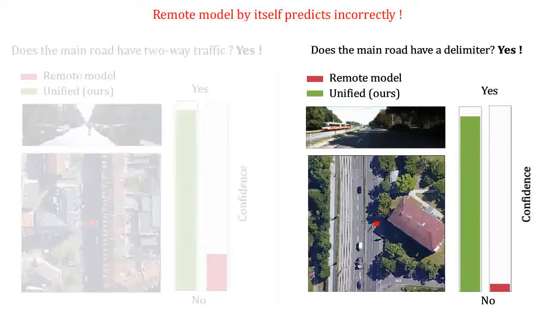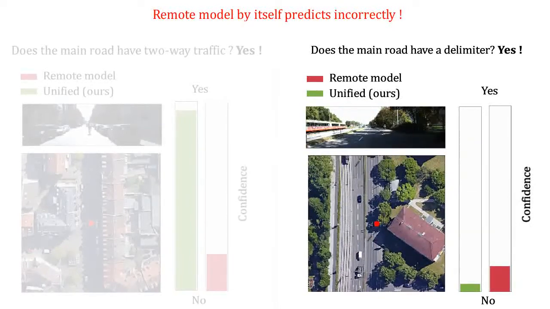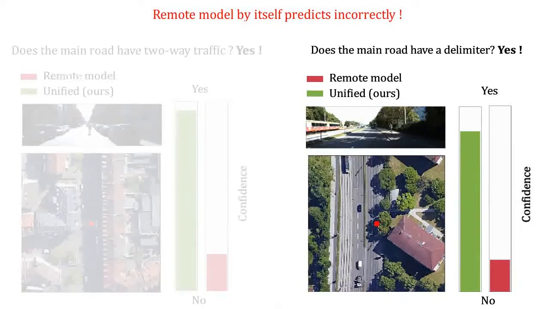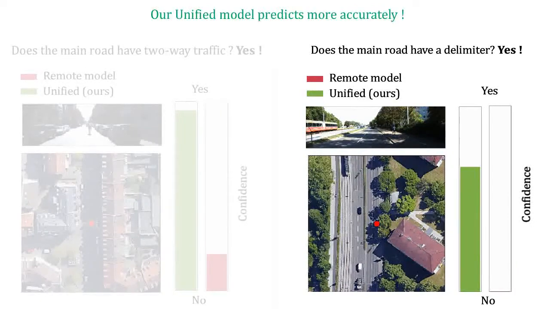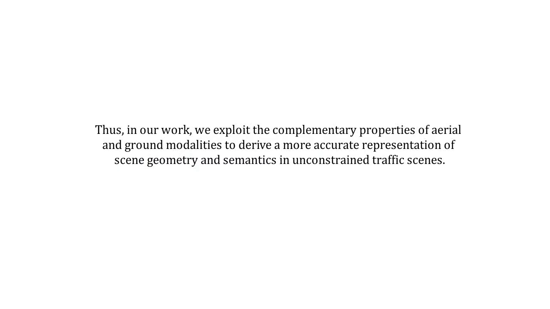Remote model by itself predicts incorrectly, as the delimiter occupies only a few pixels in the aerial image. Our unified model predicts more accurately, as the delimiter is clearly visible in the ground imagery. Thus, in our work, we exploit the complementary properties of both aerial and ground modalities to derive a more accurate representation of scene geometry and semantics in unconstrained traffic scenes.